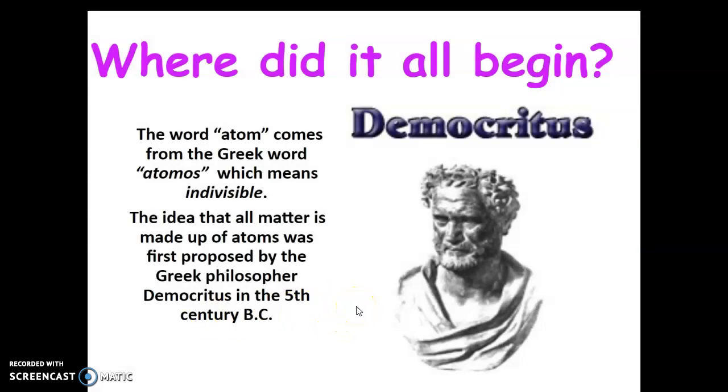So where did it all begin? Okay. The word atom comes from the Greek word atomos, which means individual, indivisible. The idea that all matter is made up of atoms was first produced by the Greek philosopher Democritus, I don't know. If you know how to say it, let me know. In the 5th century BC. Okay, this dude right here. I wonder if that's really the dude or if that's just what they think he looks like.